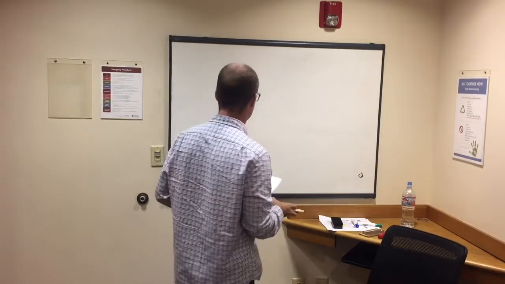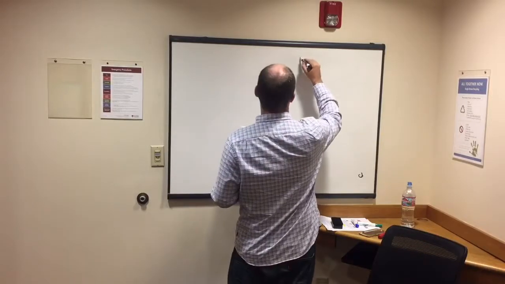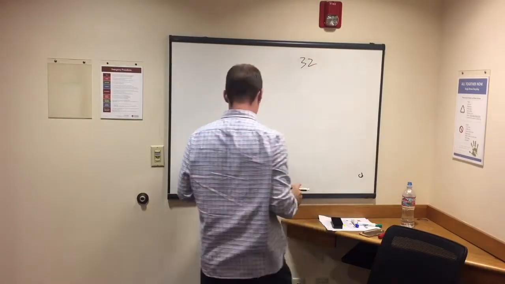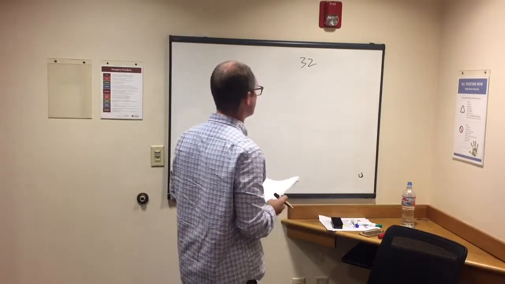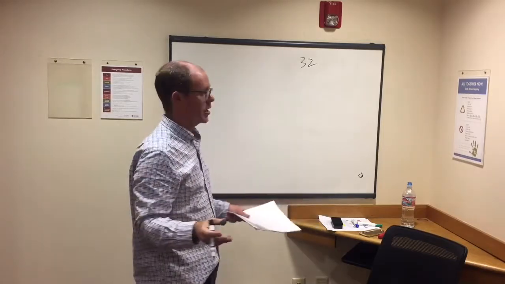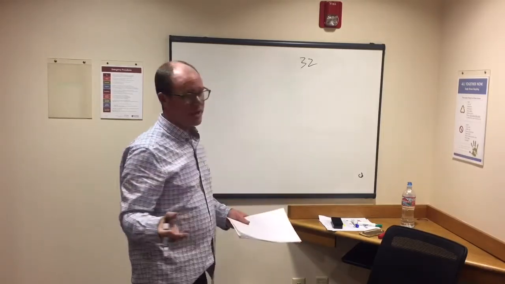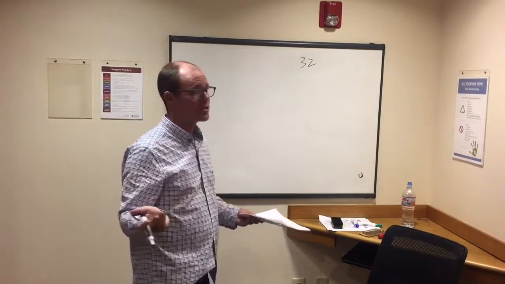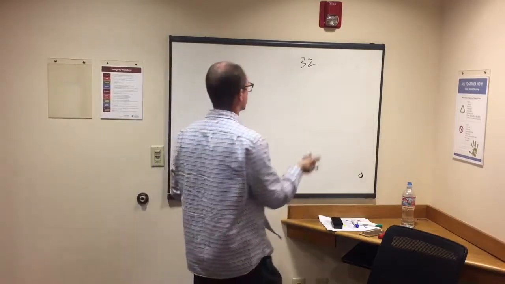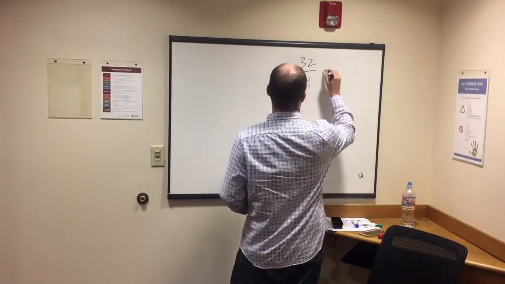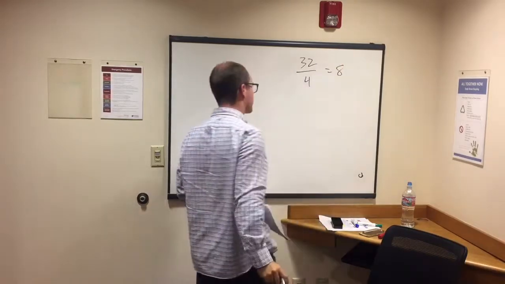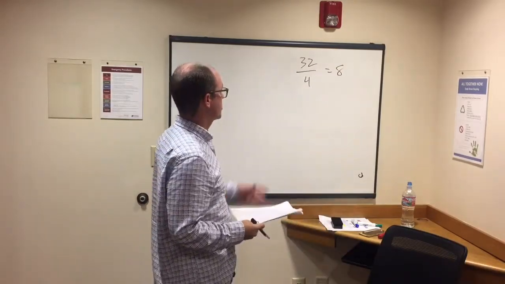4, all right. So divisible by 4. All you're looking at is the last 2 digits. Doesn't matter how big the number is, the last 2 digits, and then we divide by 4 and see if it produces an integer. Okay, so we start with an easy one. 32 divided by 4, that's 8. So that one works.